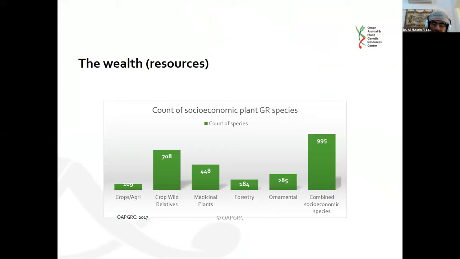From 1,400 species, 1,000 have socioeconomic importance. That means 70% of the plants in the country have socioeconomic importance. And from our analysis, we found that almost 100 are for food and agriculture, 700 are crop wild relatives, 440 are medicinal plants, 180 are forestry, and 285 are ornamental species.